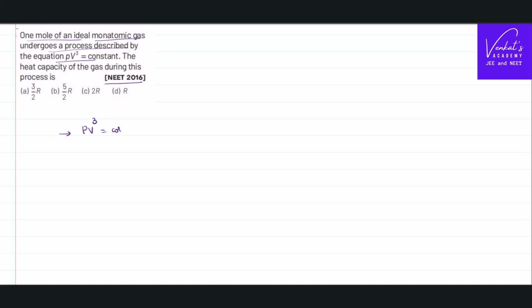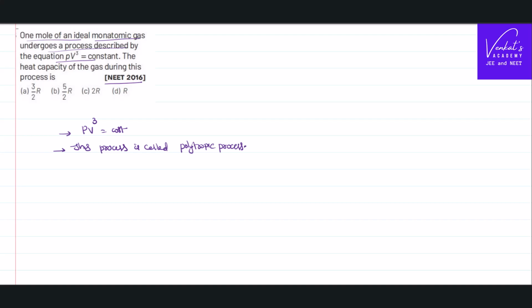In an isothermal process, PV is constant. In an adiabatic process, PV^gamma is constant, where gamma for monoatomic, diatomic is something like 5 by 3, 7 by 5, or something like that. This is completely different. This equation is different. This kind of a process is called a polytropic process. The process in which multiple processes can happen simultaneously is called a polytropic process.